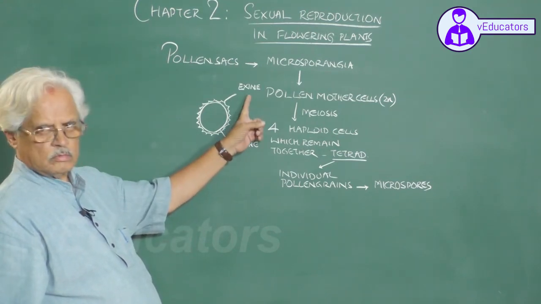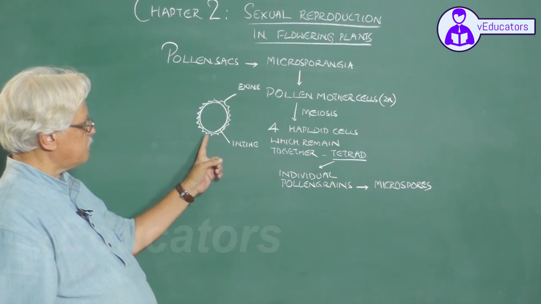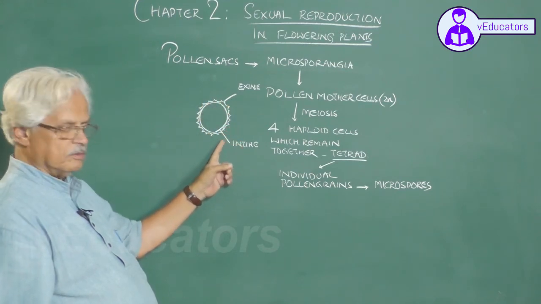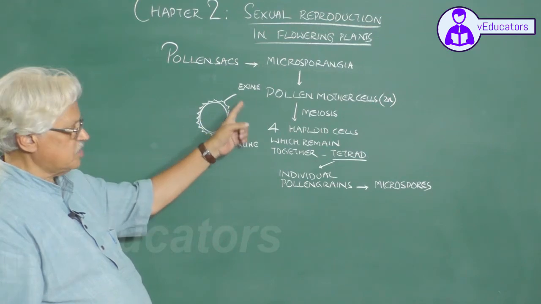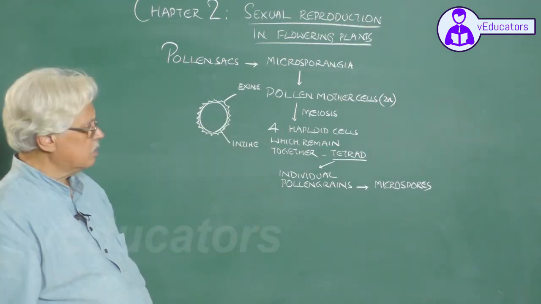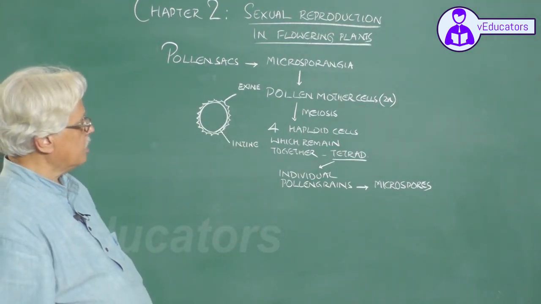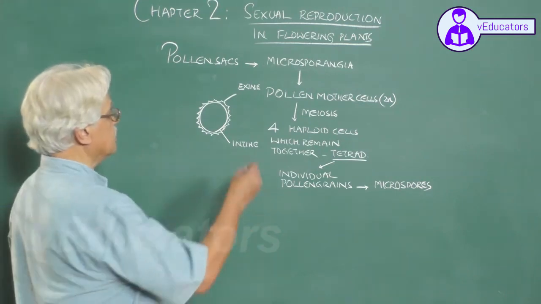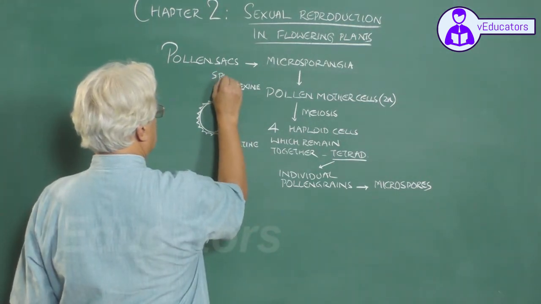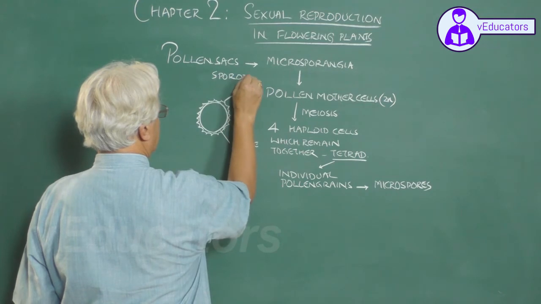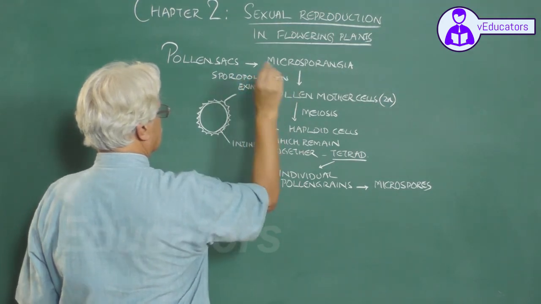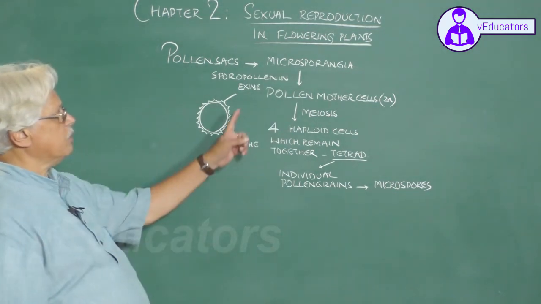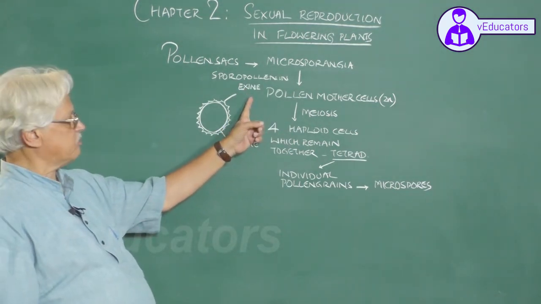Exine is spiny in outline and it contains the secretion produced by the tapetum, that is sporopollenin. Sporopollenin will be present in the exine.